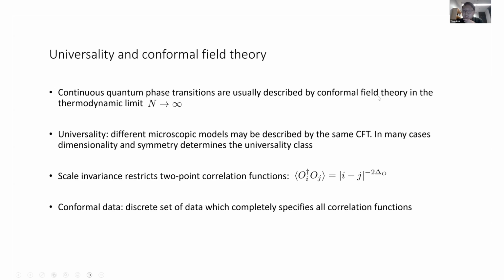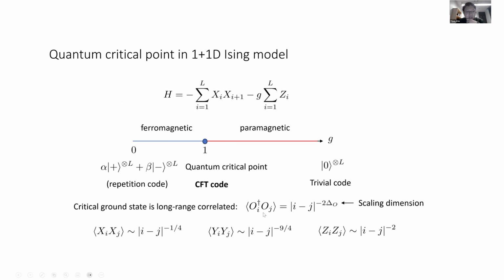Oh, okay, no question. Actually, I do have a question. About this two-point correlation function, you're taking the expectation of O_i† O_j. Which state are you taking this correlation with respect to? Yeah, good. It's the ground state. We always look at the ground state. Okay, thanks.